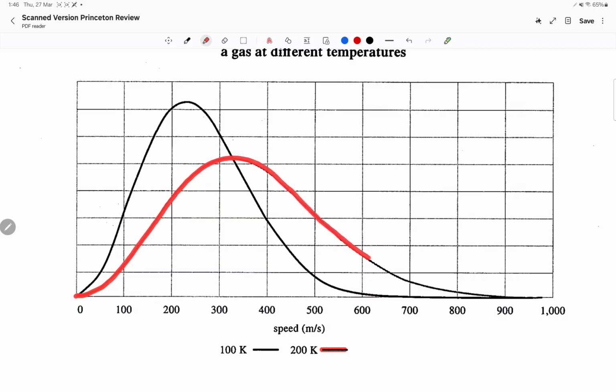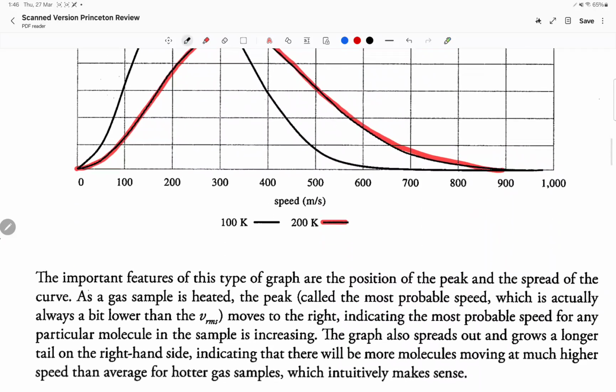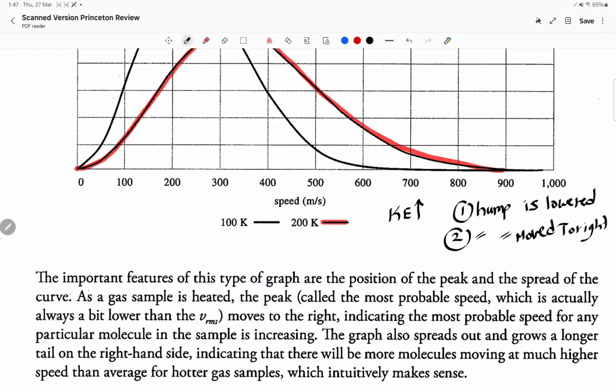So increasing the temperature will cause the curve to shift to the right in terms of speed. But the hump has to go down. So now the conclusion here is that more KE means the hump is lowered, but the hump is moved to the right side to include more speeds. More KE just means more speed.